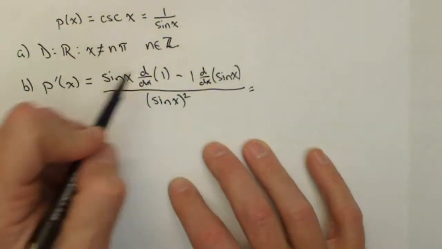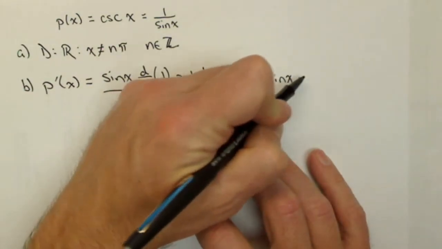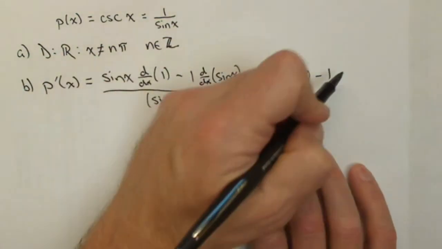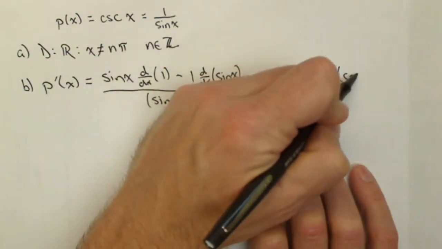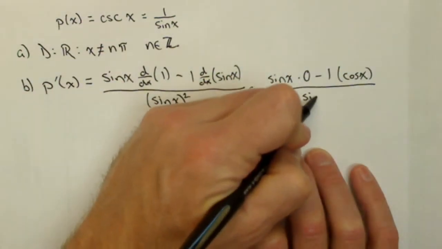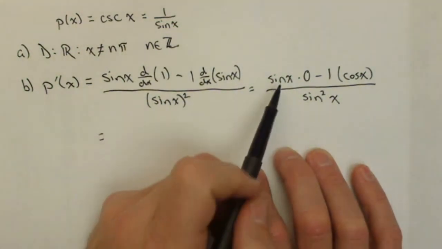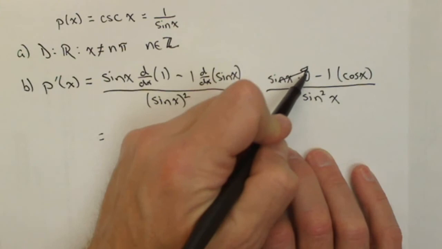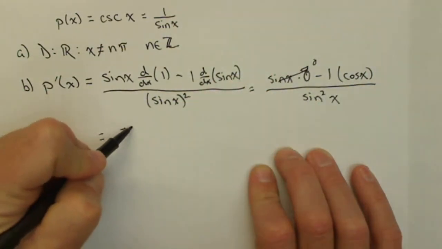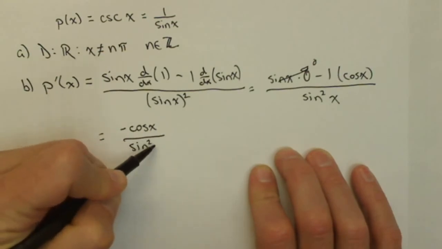So let's see what happens. Derivative of 1 we know is just 0, so we end up with sine of x times 0 minus 1 times the derivative of sine of x, which is cosine of x, all over sine squared of x. So let's simplify this a step. Sine of x times 0 is, of course, just 0. Minus 1 times cosine of x gives us a negative cosine of x over sine squared of x.